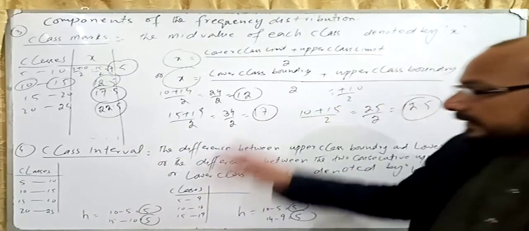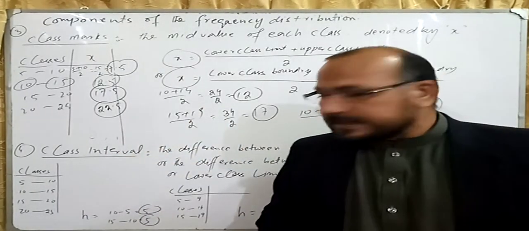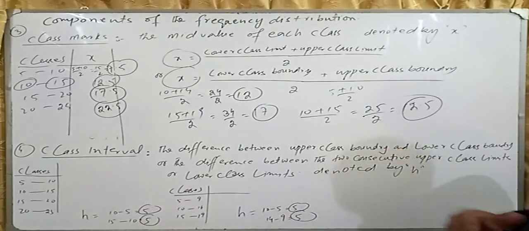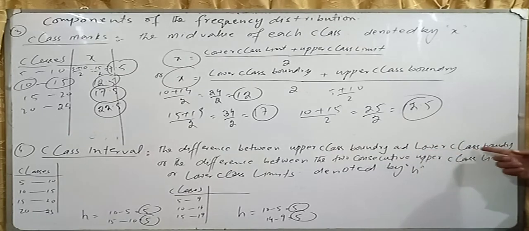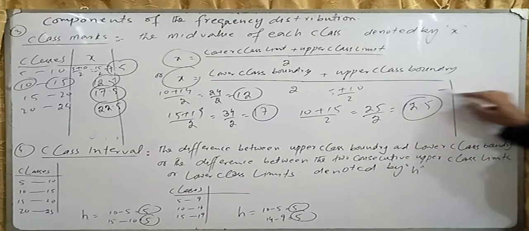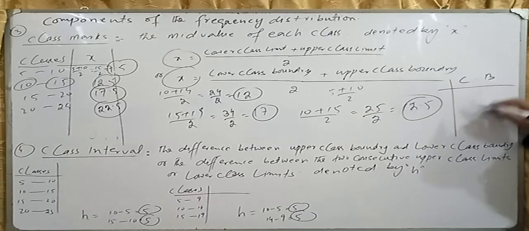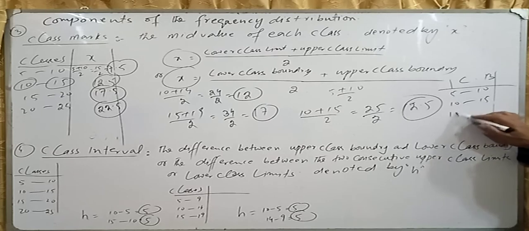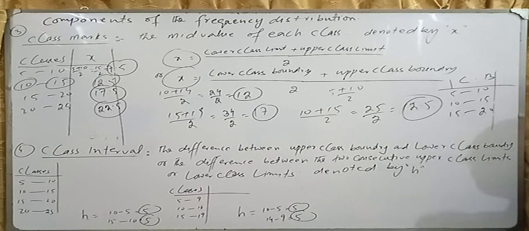The second one is the class interval. What is class interval? Class interval is basically the difference between the upper class boundary and the lower class boundary. You need to understand the upper and lower class boundaries. These are class boundaries when the classes are in continuous form, like 5 to 10, 10 to 15, 15 to 20. Continuous means there is a repetition, as I discussed in the previous lecture.